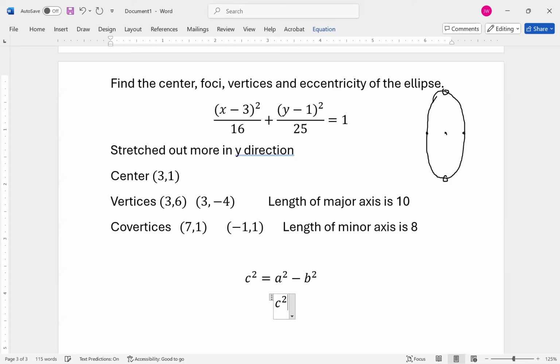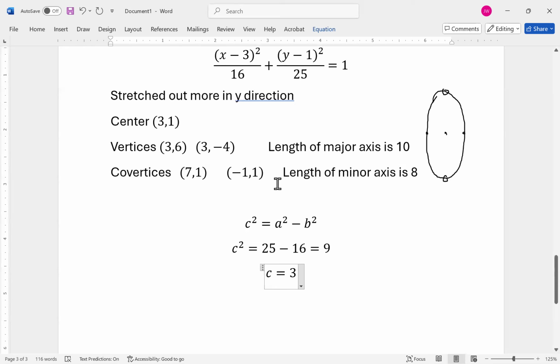So C squared, in this case, A squared is 25 and B squared is 16. So we get 25 minus 16, which is obviously 9. So C is equal to 3. By the way, this was a very similar ellipse to the one I had graphed earlier, except now we're just at a different center.